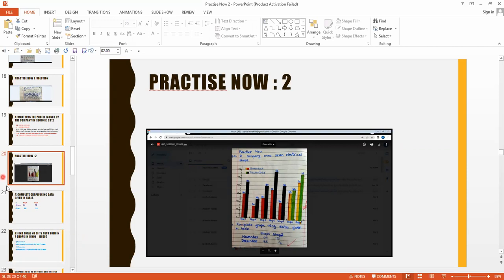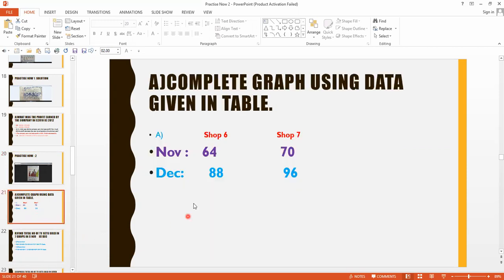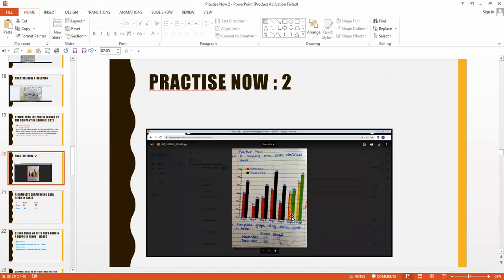In shop 5, 40 and 80. But shops 6 and 7 are not drawn. Look at the question. In part A, it is given: in November, what is the sale of shop 6? 64. And for shop 7, it is 70. And for December, it is 88 and 96. So I have to draw it here.